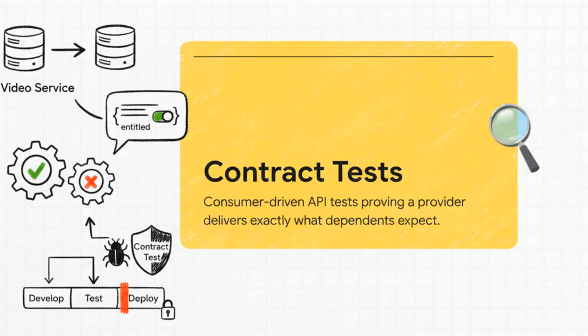But what if the subscription team refactors their code and accidentally renames entitled to is_entitled? Bam! The video service completely breaks in production. Contract tests, specifically consumer-driven contract tests, prevent this exact thing.